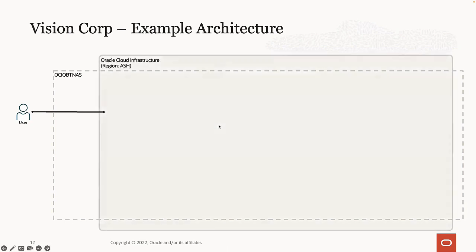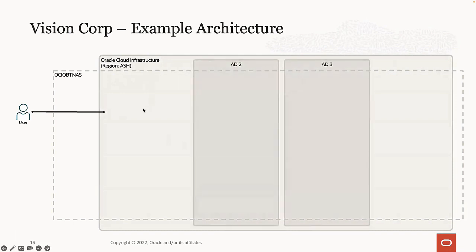And because Vision Corp is headquartered on the East Coast, we are going to be utilizing Ashburn as the home region here. And within Ashburn, there are 3 availability domains, but for our use case here, we'll be utilizing 2 of them just to ensure a little bit of high availability within our architecture here. So from those 3 components, this is how we'll start to build that out within this architecture.